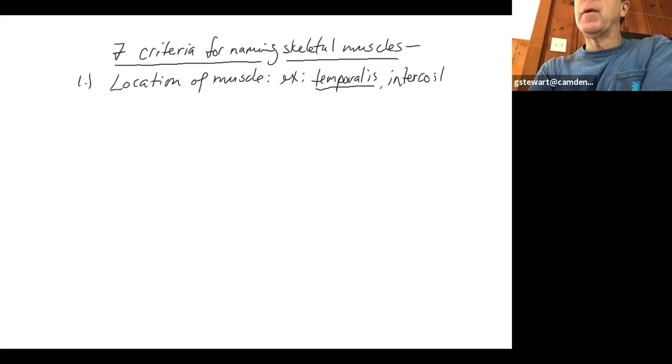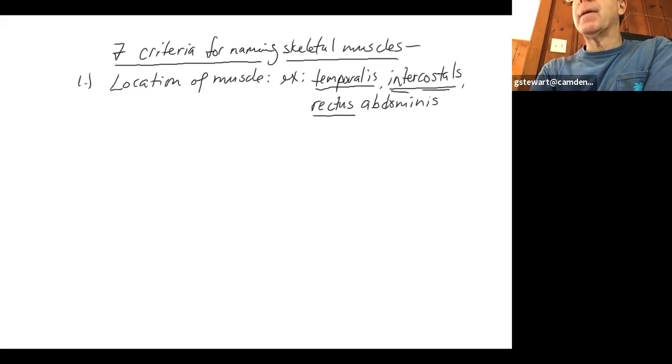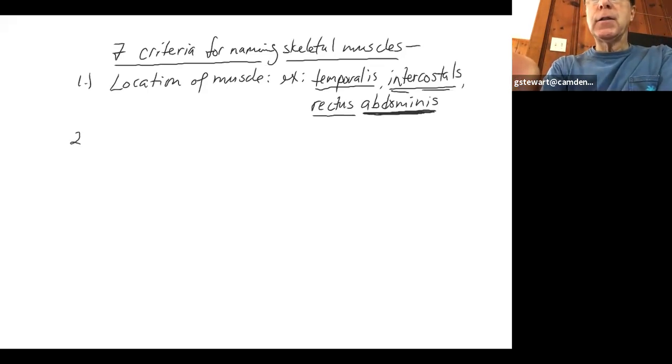The intercostal muscles are located, guess what, between the ribs. So they get their name based on their location. I'm going to give a third. Our rectus abdominis muscles. Forget about the word rectus right now, that's a different classification, but this word abdominis tells us, think of your abdominal muscles, your abs. Those are located in the abdominal area of the human body. That's where that name comes from. So location is the first one.